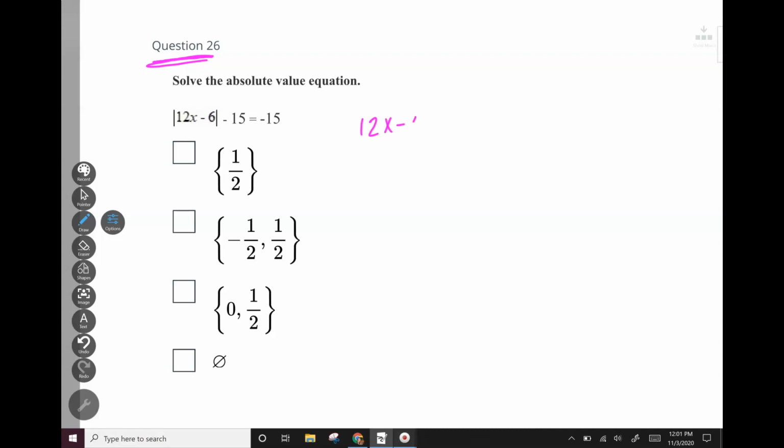So 12x minus 6 minus 15 equals negative 15. So first, isolate the absolute value. Adding 15 gives me 0. Okay, so I can't split this up into 2 equations because you can't make 0 positive and negative. Normally we would split this up into 2, where we make this number negative and keep it positive for the other. But this one we just have one option, just to keep it positive.